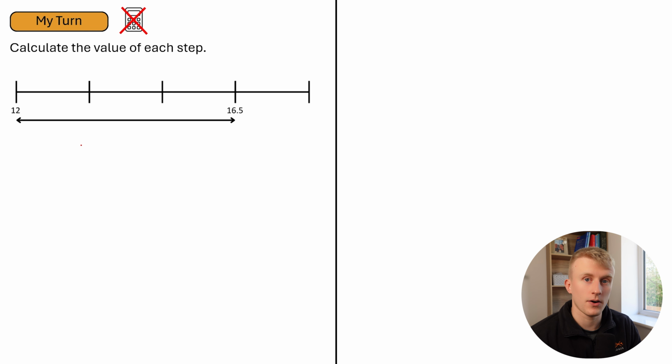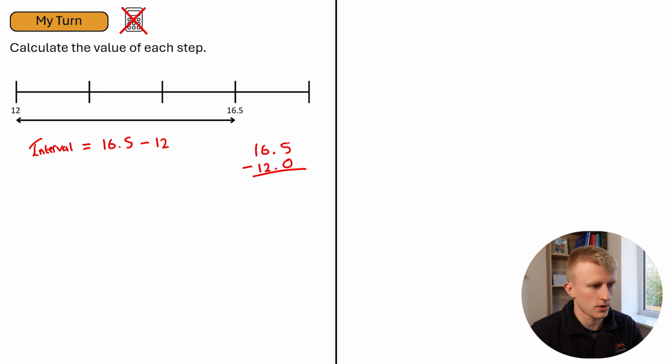Okay, so let's look at a slightly harder example with some decimals. Calculate the value of each step. So the first thing we want to do is to work out the interval size. And the interval in this case is between 12 and 16.5. So our interval size is 16.5 subtract 12. And it's a non-calculator question, so we want to use our column subtraction. So we'll take 16.5 and we'll subtract 12. Make sure our place value columns are lined up and our decimal points as well.